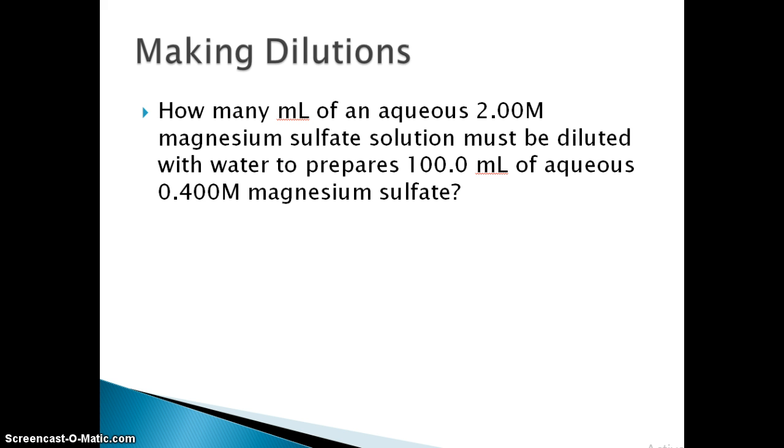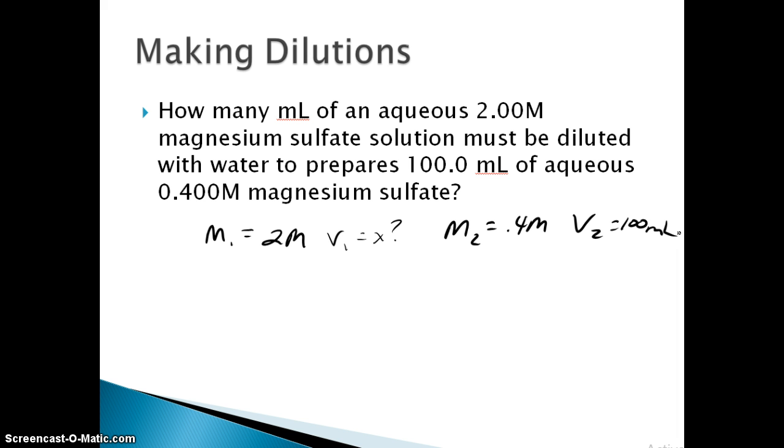So we're starting with a molarity 1 of 2 molar. Of course, it has 3 significant digits, but we don't have to include those right now. And we don't know our starting volume. That's the question. And we're ending with a molarity of 0.4 molar, and we want an ending volume of 100 milliliters.